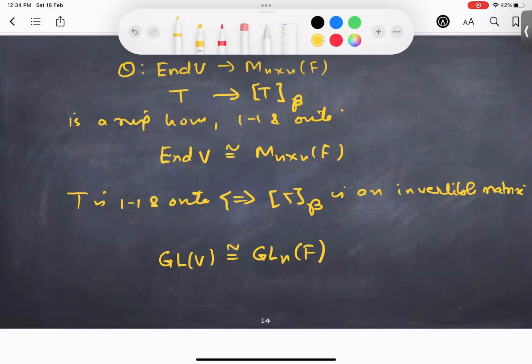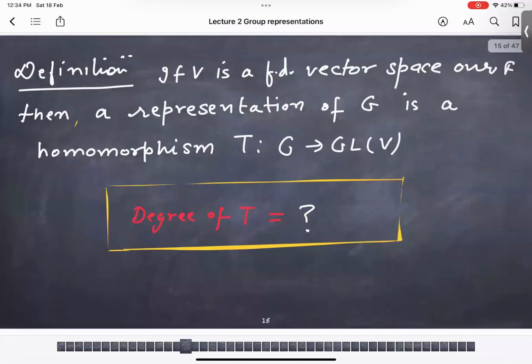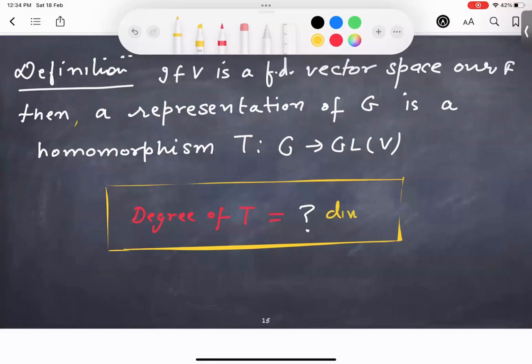So all one-one onto linear transformations from V to V over F are in one-one correspondence with all invertible n cross n matrices over F. Therefore, I can define a representation as a homomorphism from G to GL(V), where V is a finite dimensional vector space over F. What will be the degree? The degree of the linear transformation was n, the size of the matrices. And what will be the size of the matrices? As much as the dimension of V over F. So if I write a representation as a homomorphism from G to GL(V), then the degree of the representation will be the dimension of V over F.